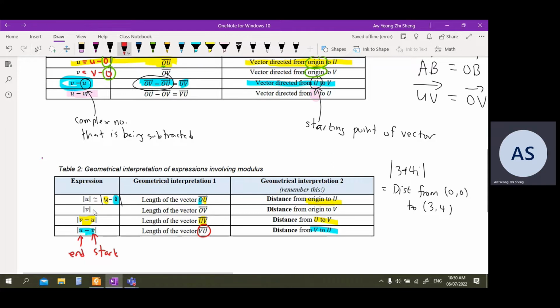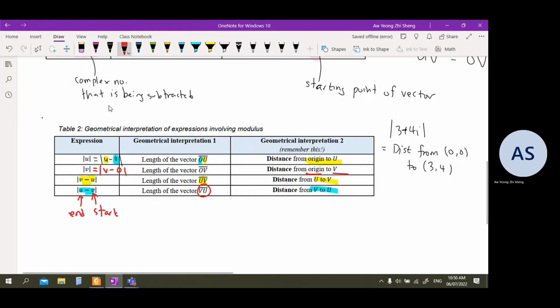Then here, because modulus v can be treated as modulus of v minus 0, it can be taken as the length measured from origin to v. So when you have a subtraction between two vectors, always remember that the number that comes after the negative becomes the starting point of your vector.